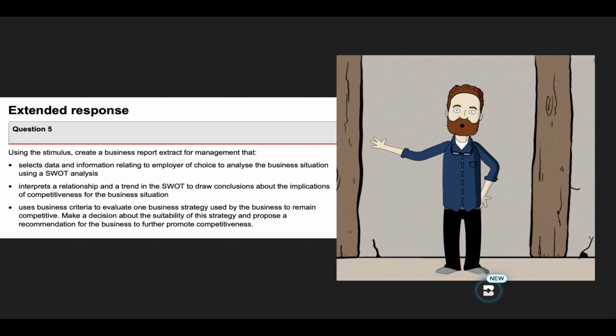And finally, we have to use business criteria. We know that we can use up to 4, but we generally only use 2 of those criteria to evaluate a business strategy to remain competitive. We have to make a justified decision and also provide recommendations.